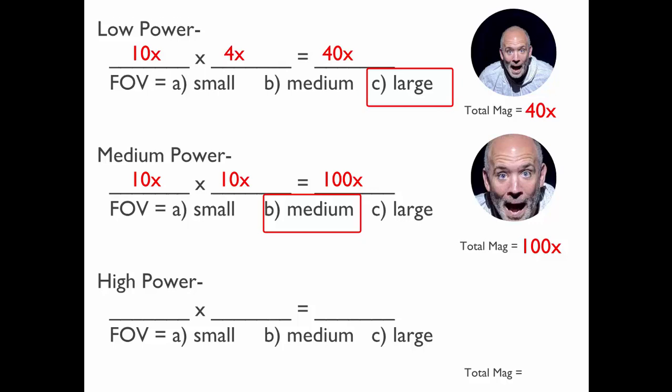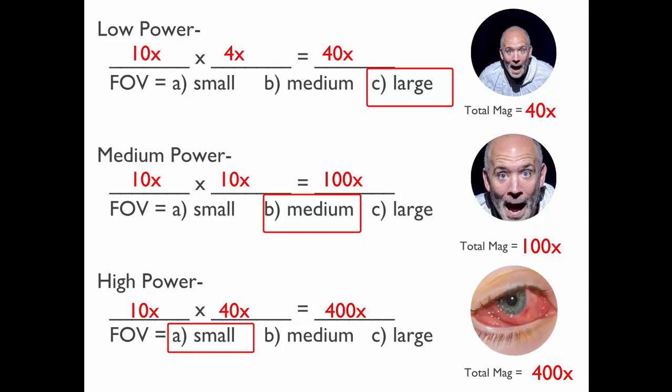So, if I wanted to zoom in even further on this disgusting beast, my eyepiece power is still 10x. My objective lens power? 40x. Giving us a total magnification? 400. And then this hideous creature I could see in even greater detail.